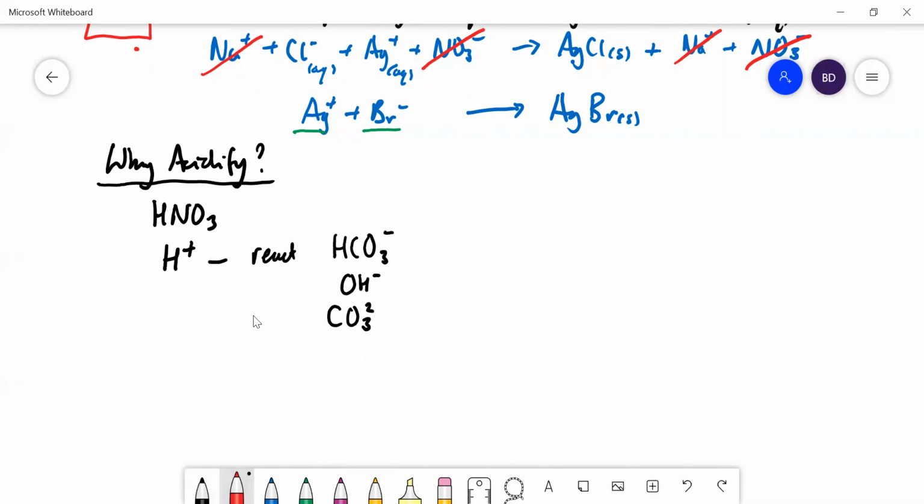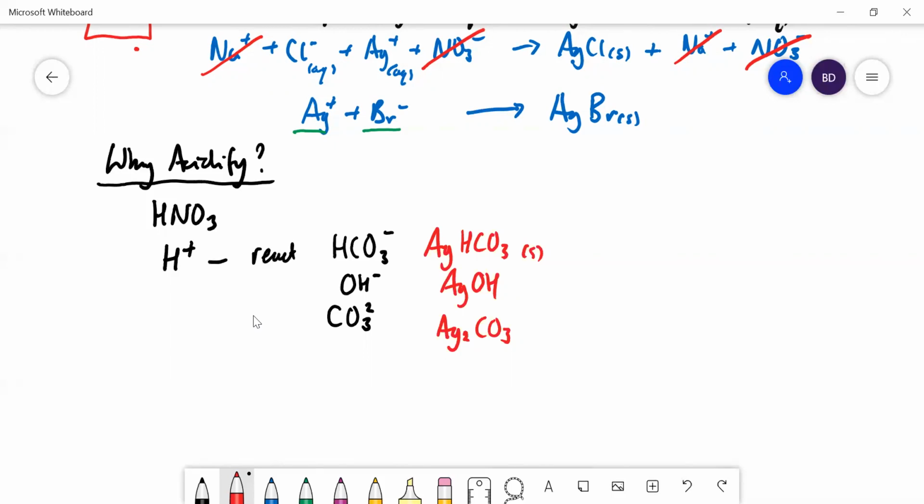The hydrogen carbonate will react to form silver hydrogen carbonate, which is insoluble. The hydroxide will react to form silver hydroxide, which is insoluble. And the carbonate will react to form silver carbonate, which is also insoluble.